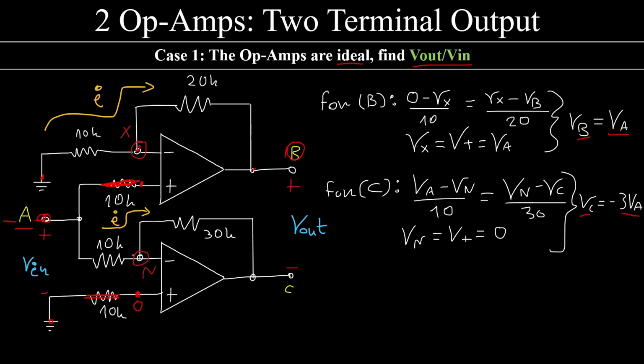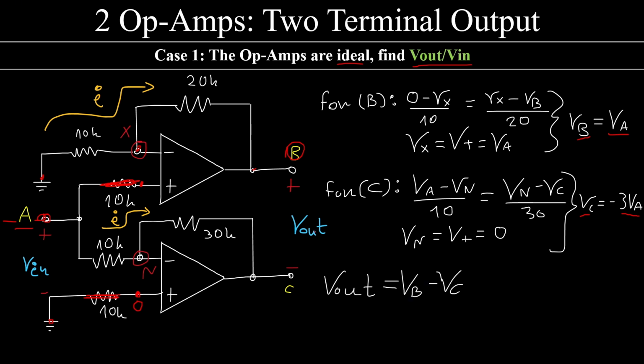Why? Because this is an inverting op-amp configuration, because the input is on the inverting input terminal. In these configurations, the output has a negative sign. When the input is on the positive terminal, the output has a positive sign in relation to the input.